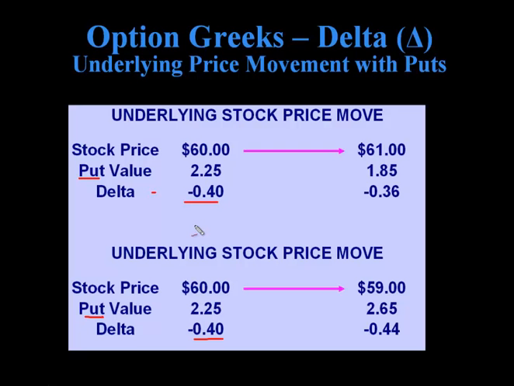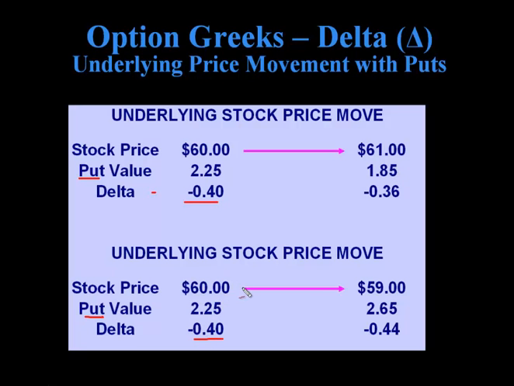And the reason why that is, when you're using calls, your bias basically is bullish. So you have a positive market expectation. When you're using puts, you have a negative market expectation or a bearish expectation. So naturally, if a stock price goes from 60 to 61, your put value and the option contract value goes down by the amount of the delta. Here the delta is 40. So if you subtract 40 from 225, you get $1.85. That's the new price of the option.